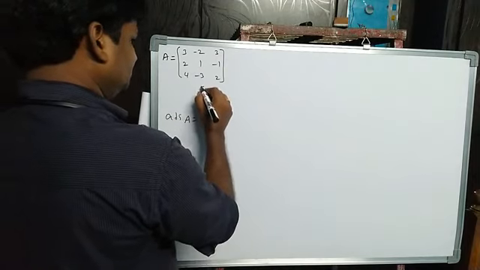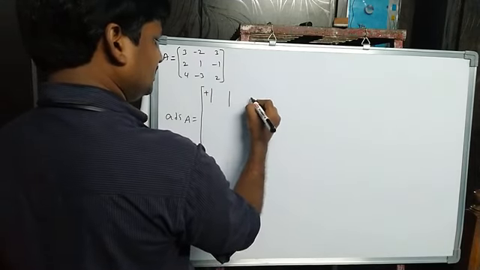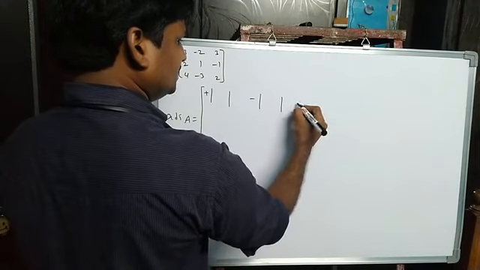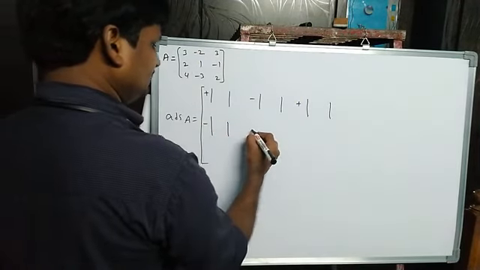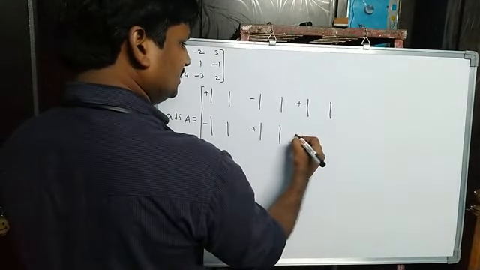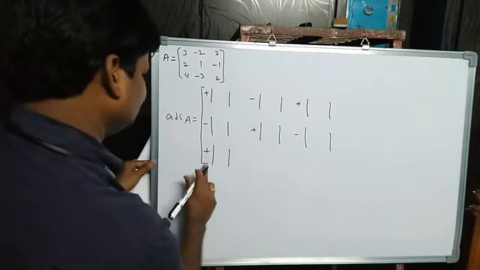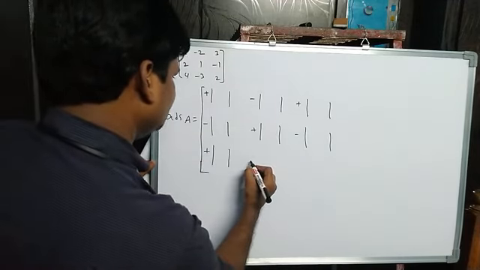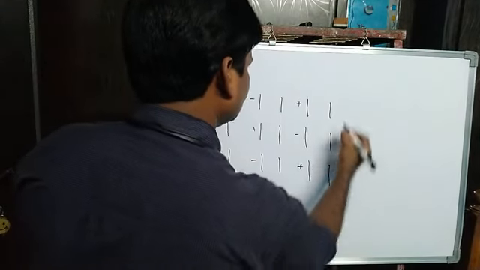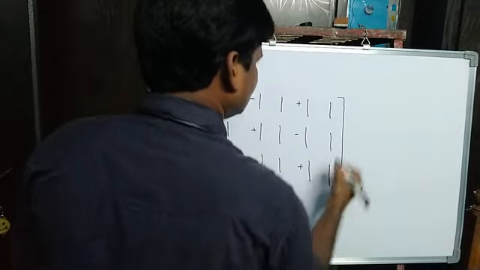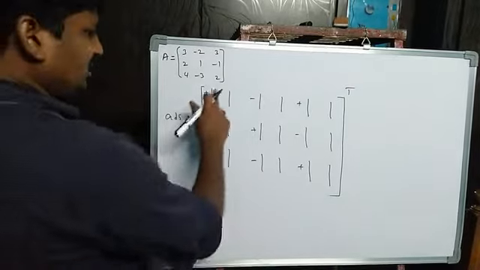Adjoint A is equal to, how can you find? Plus determinant, minus determinant, plus determinant. Here minus determinant, plus determinant, minus determinant. Next here plus determinant, minus determinant, plus determinant. It's a transpose of the cofactor matrix. Right? Now fill these values.